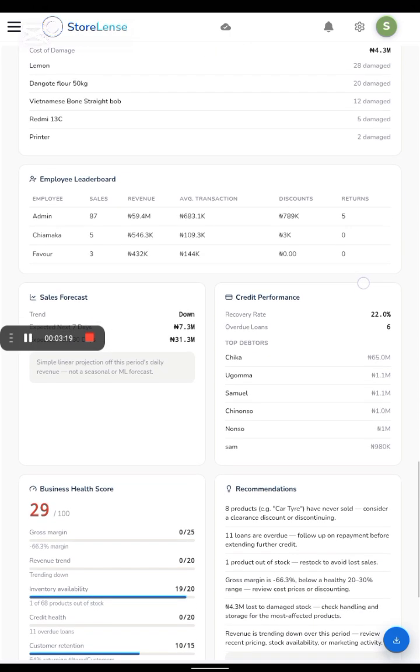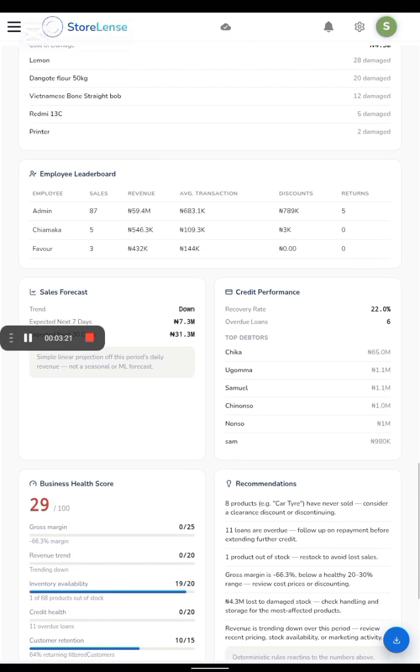The credit performance also gives you the recovery rate. How often do you recover your credits? How many of your loans are overdue? And the list of customers that are owing you will be shown in this credit performance.